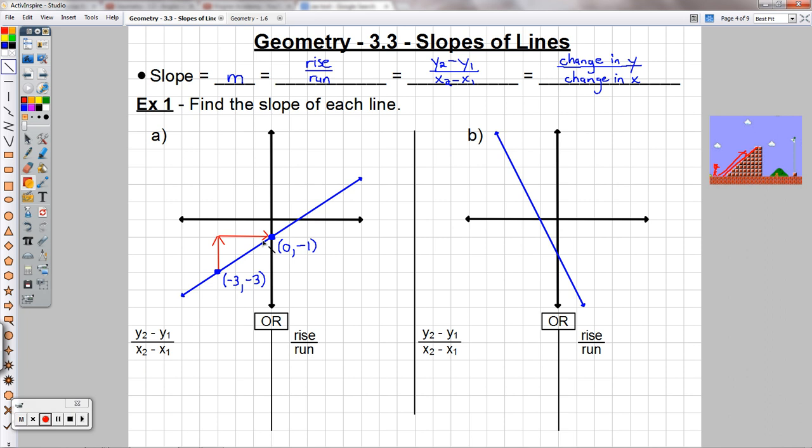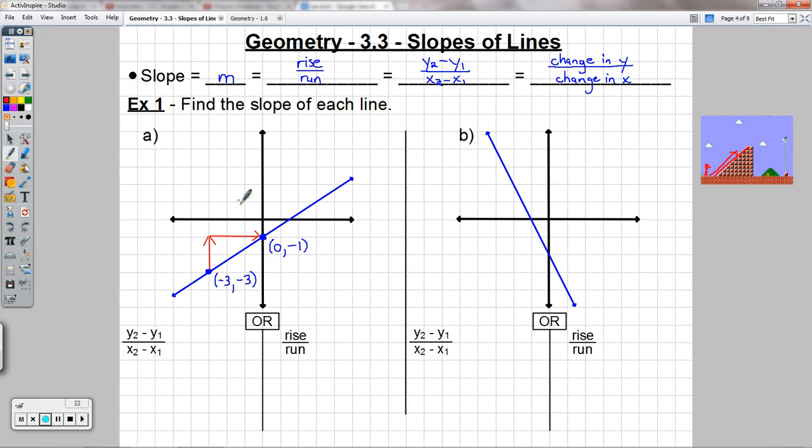So notice I'm using a different color here. I think it's a good idea. You don't have to use a different color, but I think it's helpful. So this would be a rise of 2 right there, and a run of 3. We're going up 2 and right 3. So let's fill that one in first. So this one, got the rise and the run. I'm going up 2, that's a positive 2, and I'm going right 3, that's a positive 3. So this would be 2 over 3.